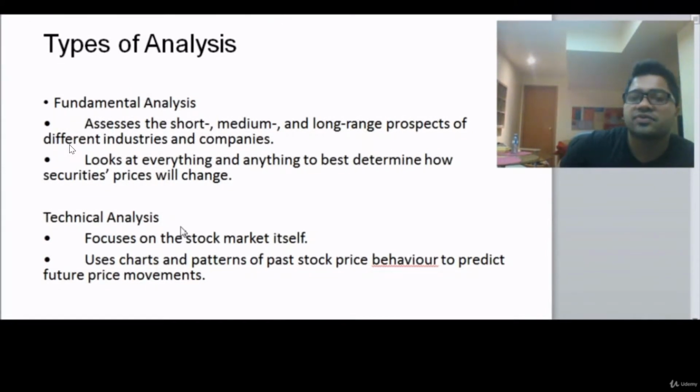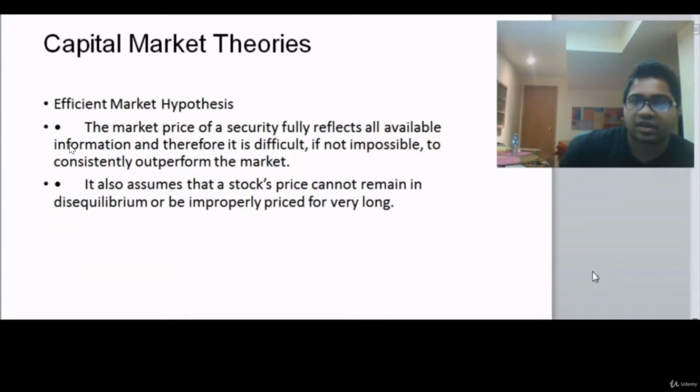Technical analysis focuses on the stock market itself. It uses charts and patterns of past stock behavior to predict future price movement. So it focuses on the market itself and tries to analyze its behavior. Now there are different market theories. The first market theory is the efficient market hypothesis. The efficient market hypothesis says prices reflect everything.